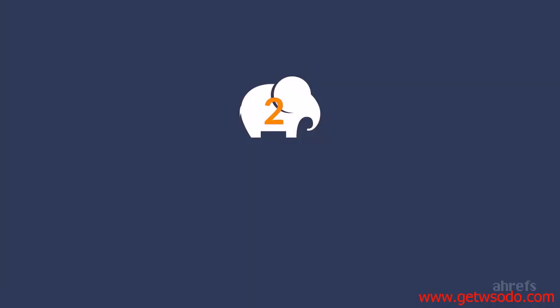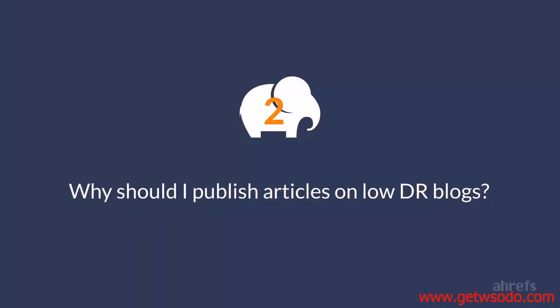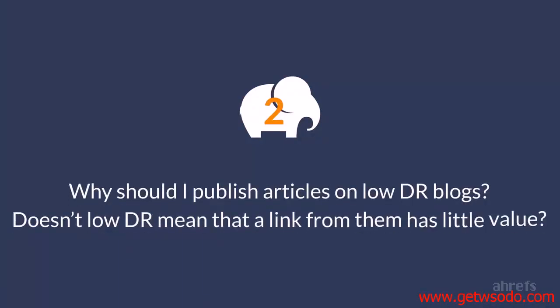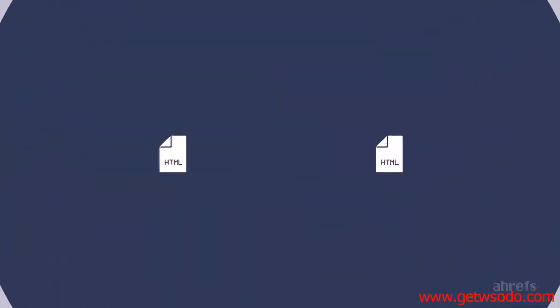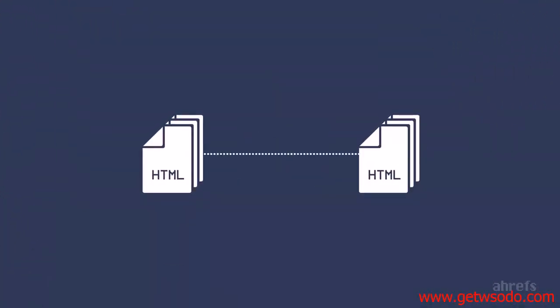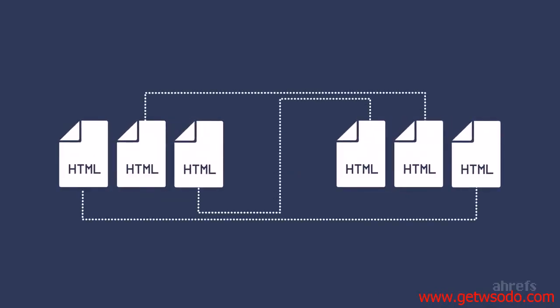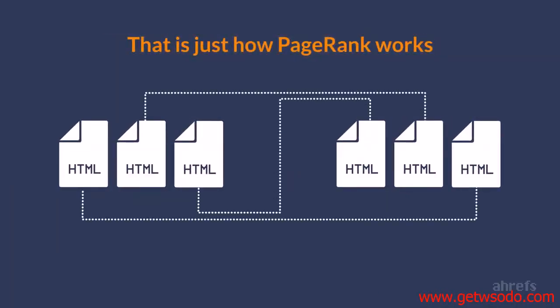Elephant number 2. Why should I publish articles at low DR blogs? Doesn't low DR mean that a link from them has little value? Technically, from Google's own perspective, you're not getting a backlink from a domain. You're getting a backlink from a specific page. That is just how their PageRank formula works.